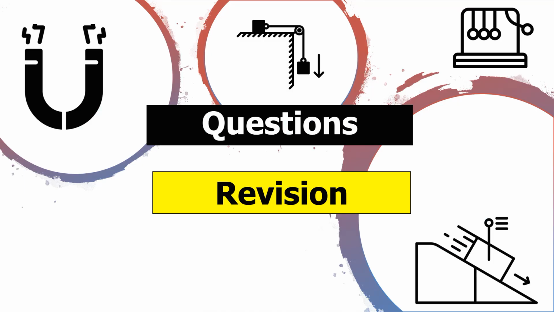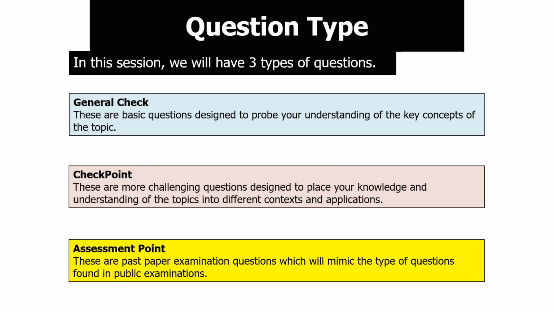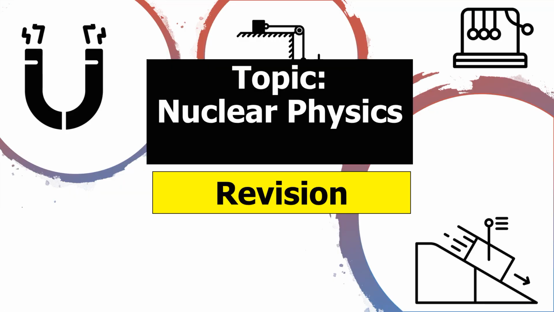Now in this revision session you're going to find three types of questions. The first type are the general check questions. They're designed to probe your understanding of the key concepts of the topic. The second are the checkpoint questions. They're more challenging questions designed to place your knowledge and understanding of the topics into different contexts and applications. And then finally the assessment point questions, which are past paper exam questions which will mimic the types of questions found in public examinations. So let's have a look at some questions for nuclear physics.